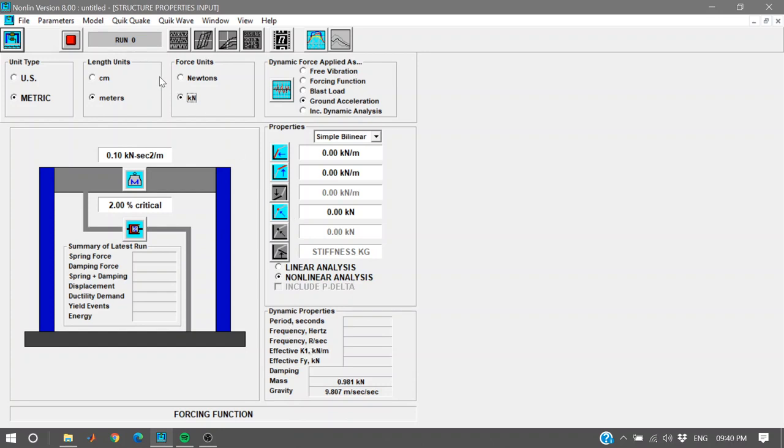So let us say we want to analyze a single degree of freedom system and we want to find the ductility factor for that system. So first we'll select the units to be metric. In lengths we have two options, either we can select centimeters or meters. So assuming our distances to be in meters. Then forces, again we have two options, newtons and kilonewtons. So this is pretty basic.